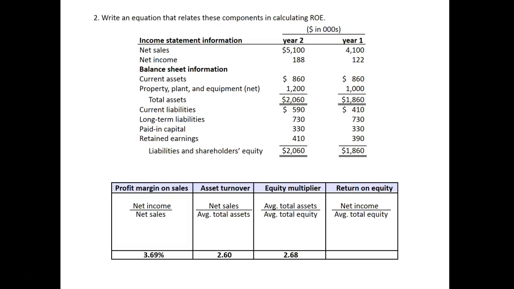So the equation that relates these components would be our profit margin on sales, our asset turnover, our equity multiplier, and ultimately our return on equity. As you see here, do you see how the net sales cancel out here? Our average total assets cancel out here. So ultimately, our net income divided by our average shareholders' equity is what gives us our ROE, our return on equity. Again, 25.71%.